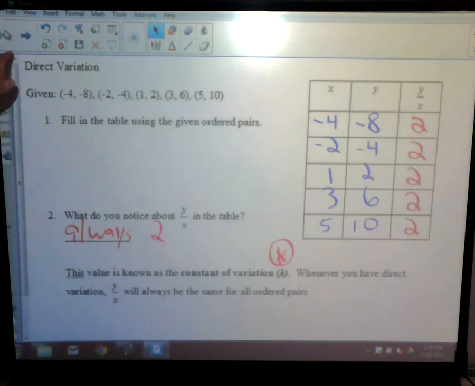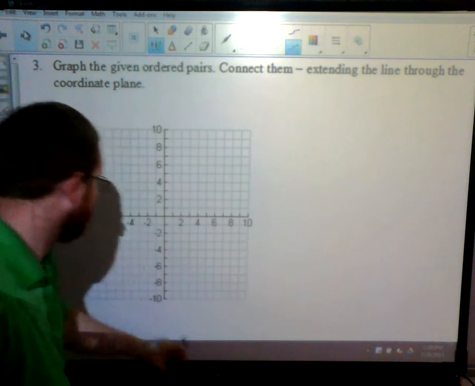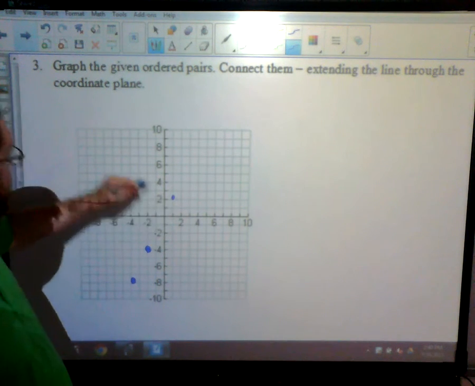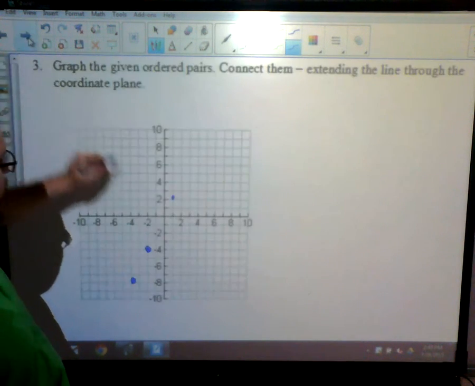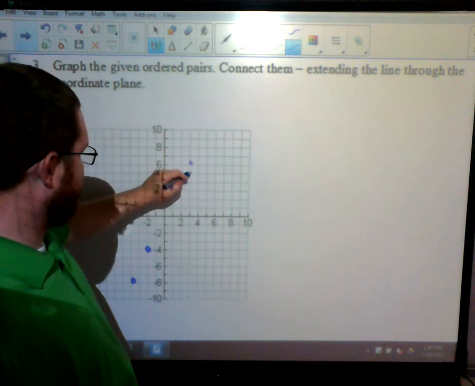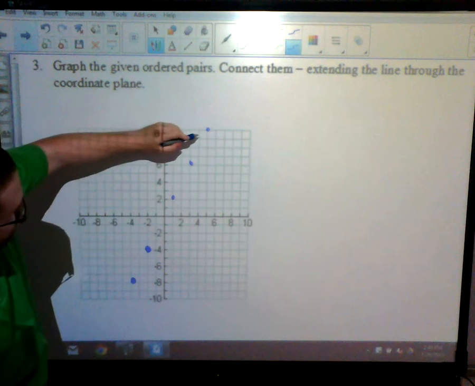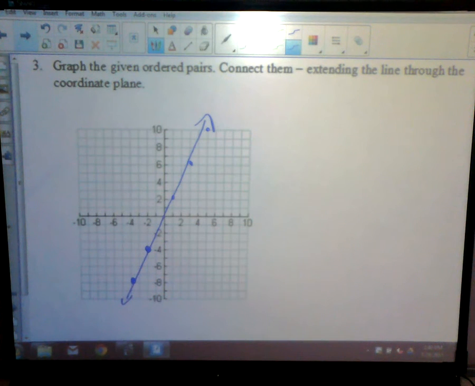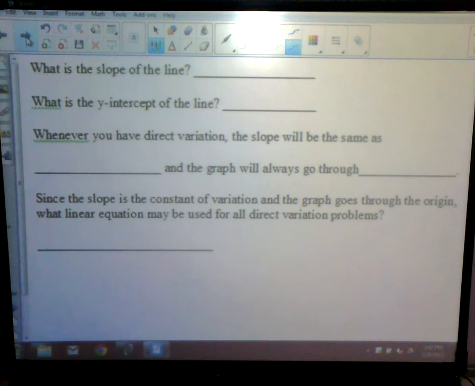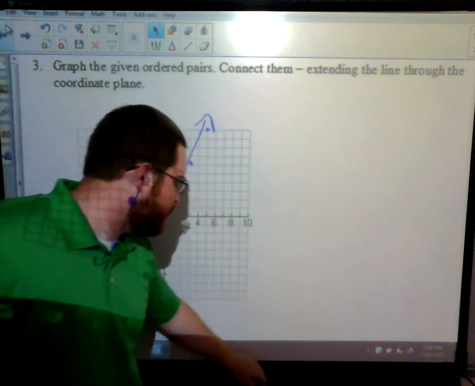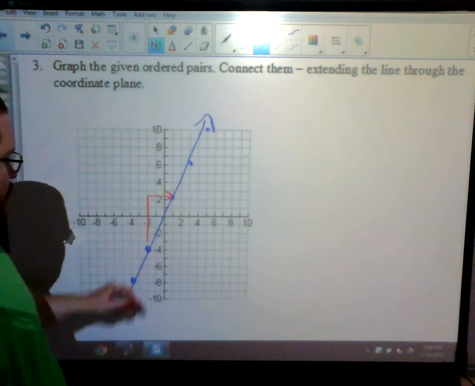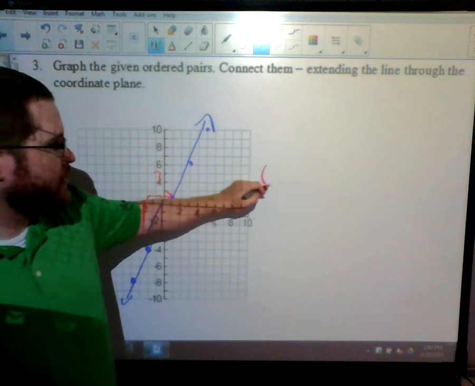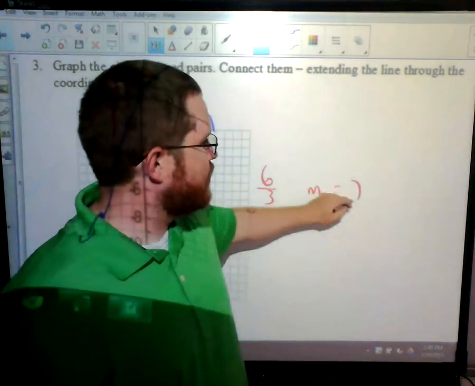So let's graph this. So I've got -4, -8, -2, -4, 1, 2, 3, 6, and 5, 10. And if I can draw this accurately, there you go. There's a line. But what do you notice about this line? What's the slope? Well, let's pick any 2 points and we'll figure out the rise over run. Let's go between these two. Between these two, I went up 6 and I went over 3. So it's 6 over 3. The slope is 2.